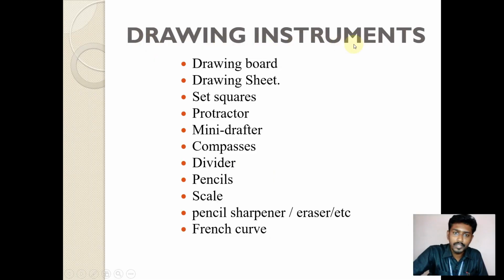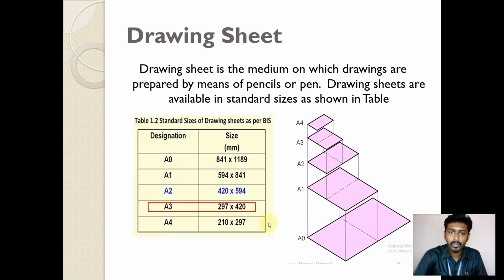Okay, and here I will show you the drafting instruments, that means the drafting tools, used in order to draw the drawing or to draft the work. Drawing instruments: drawing board, drawing sheet, set square, protractor, mini drafter, compass, divider, pencils, scale, pencil sharpener, eraser, etc., and French curve.